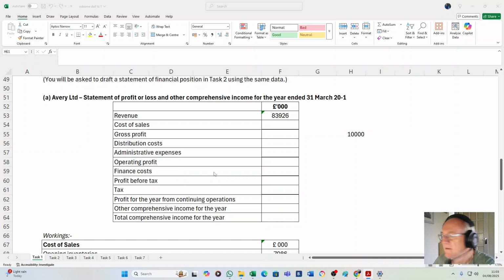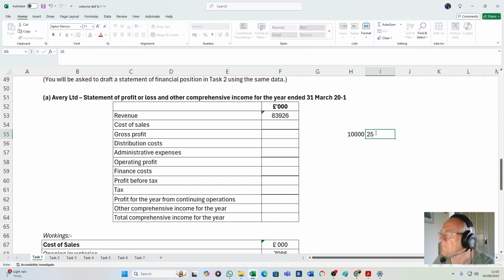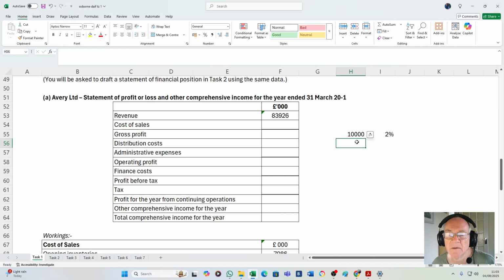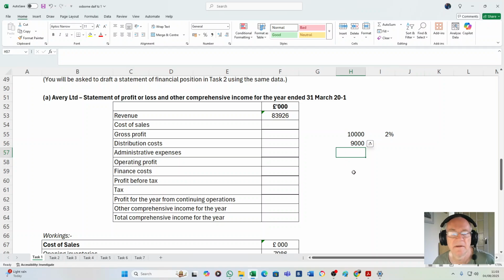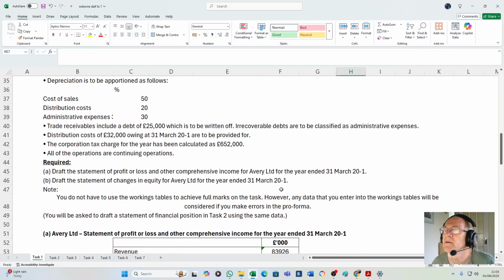That is the buildings, because we've taken off the 30 million, remember these are in thousands, and that we're going to times by 2%. Hitting the key, and then we've also got plant and equipment, which we're going to take off the trial balance. We've got 9,000, and that is according to the note. Just double check.